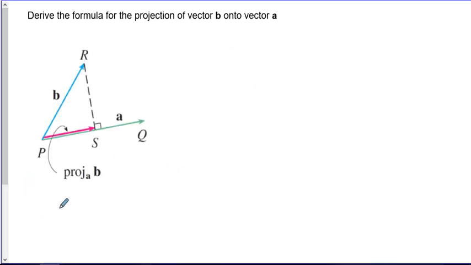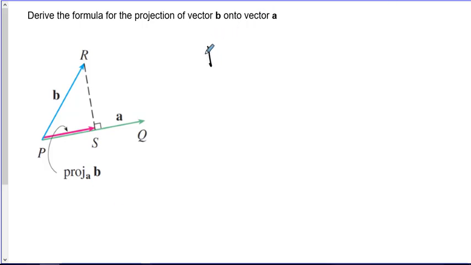Let's derive the formula for the projection of vector b onto vector a. So this is a notation, projection of b onto a. And so that's this little pink vector here that we're actually trying to find a formula for. And one of the things that we can use the dot product for is in breaking up vectors into these components, such as this. Like I don't necessarily want to write b as a combination of unit vectors. I want to write it as a combination of vectors, one of which is parallel to a. And that's an important tool for a lot of things later.